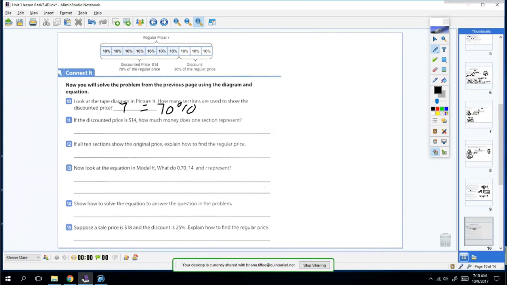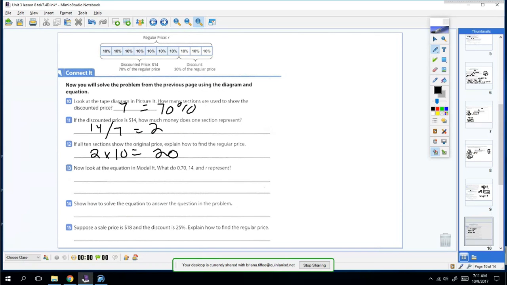One section represents $2 because there's $14. Excuse me, why am I writing percent? So there's $14, and then there's 7 sections up here. So then you're going to divide by 7, which equals 2. So each section represents $2. So if all 10 sections show the original price, you can do 2 times 10, which is 20. That's another way to do it.